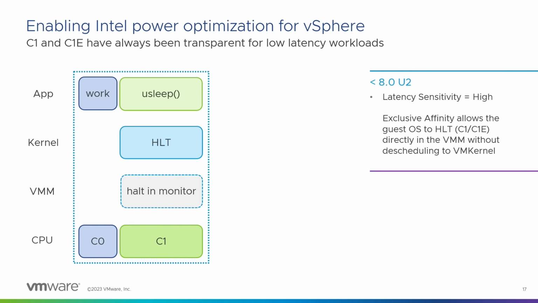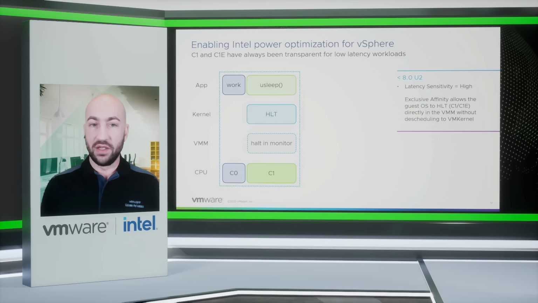We idle. And C1 or halt has always been possible. So the C1 state that Vinod talked about, you can do that right now. You have a latency sensitive VM. It is being passed through to the guest and the guest can use it.